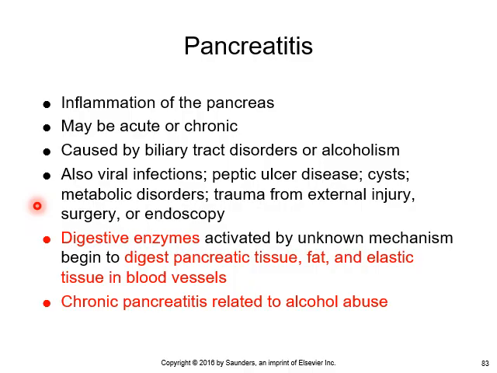For pancreatitis, the enzymes, the trypsin, pepsin, lipase, those enzymes from the pancreas that are helping with the digestion of proteins, fats, and carbohydrates are activated. And when that is activated, it digests the pancreatic tissues. And when that happens, then the pancreas will start being inflamed and it will not be able to function properly.